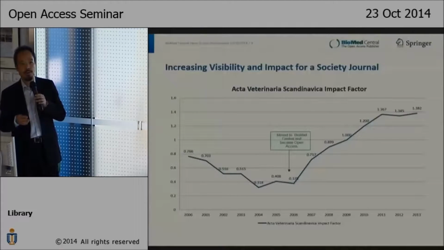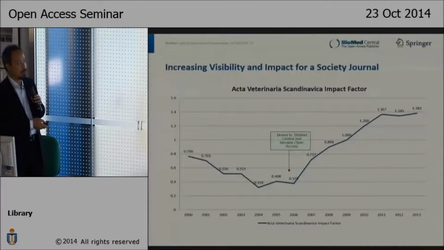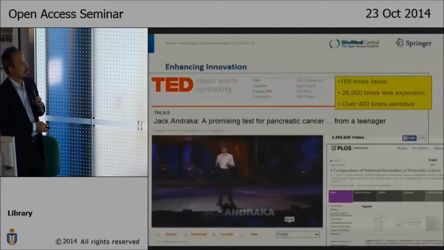And you know, impact factor is a measurement of the number of citations over the number of articles published. So that is indirect evidence to show you how open access improves the impact as well as the citations.